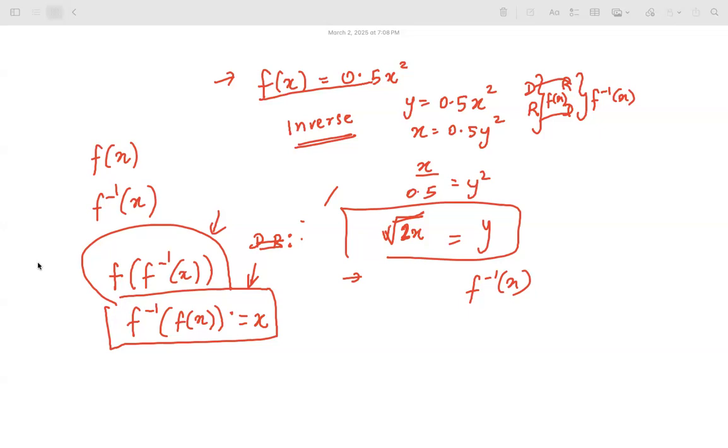Okay, wait, let me go back. Now, f of x equals 0.5 x squared, correct?